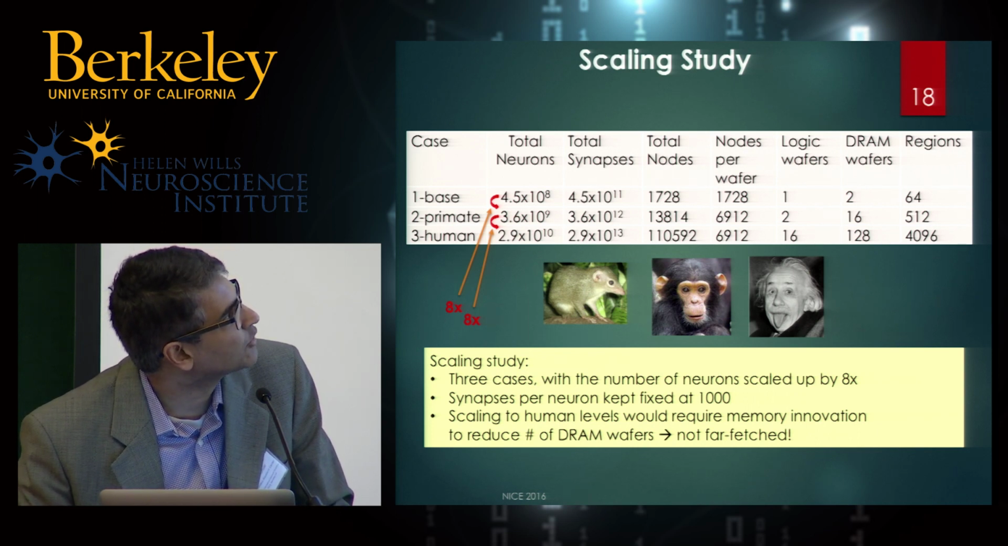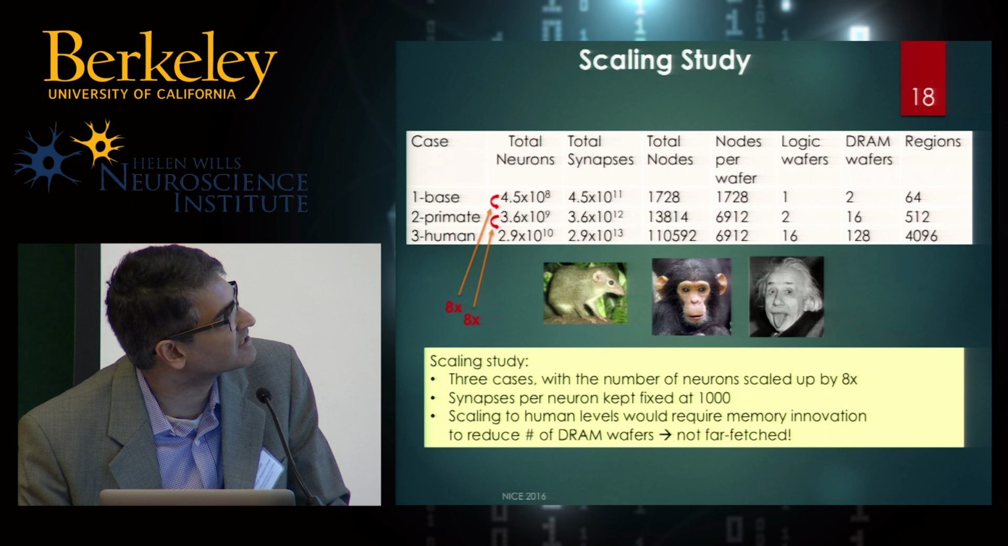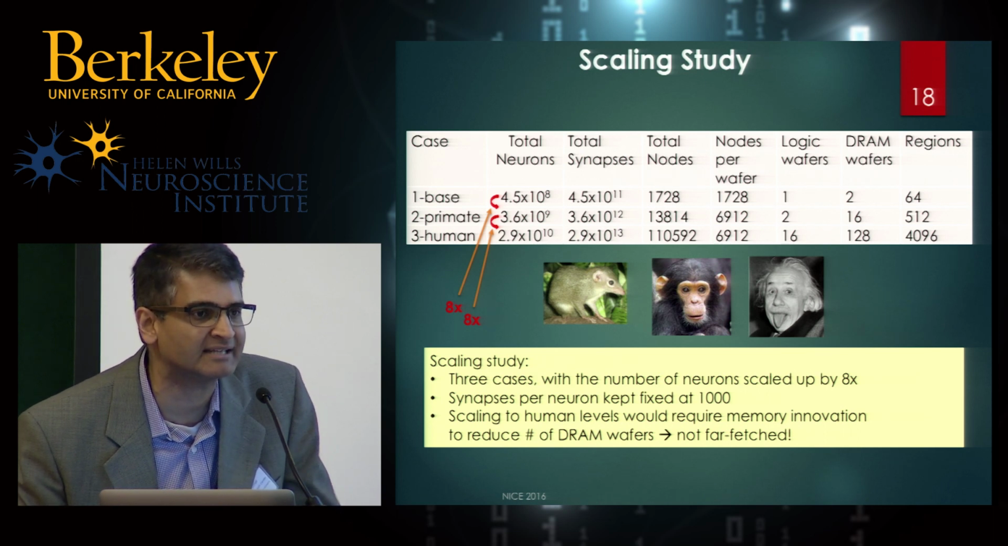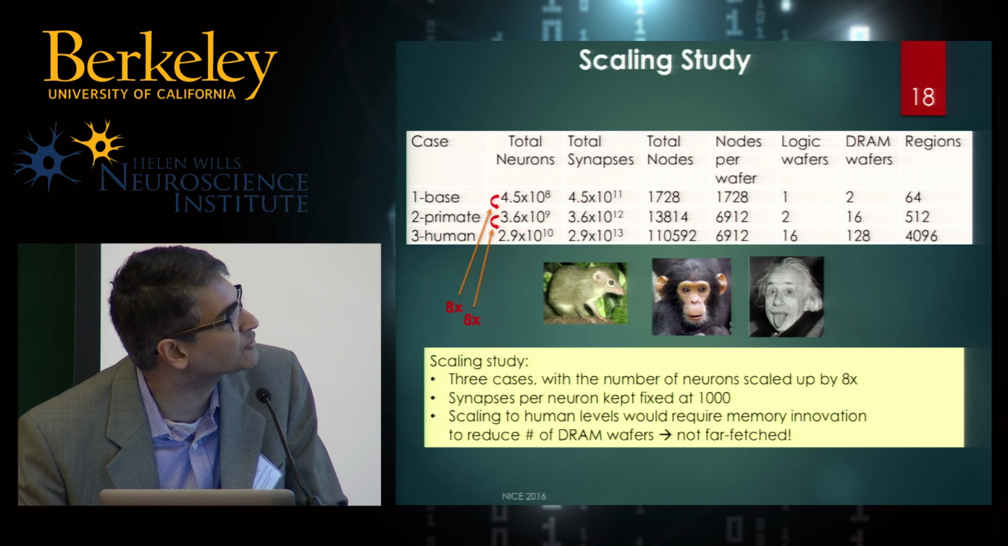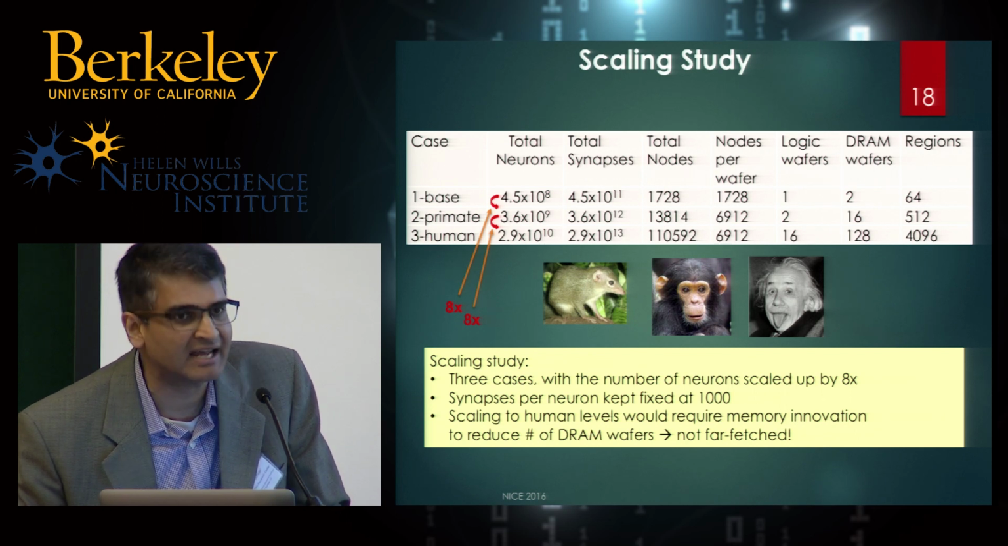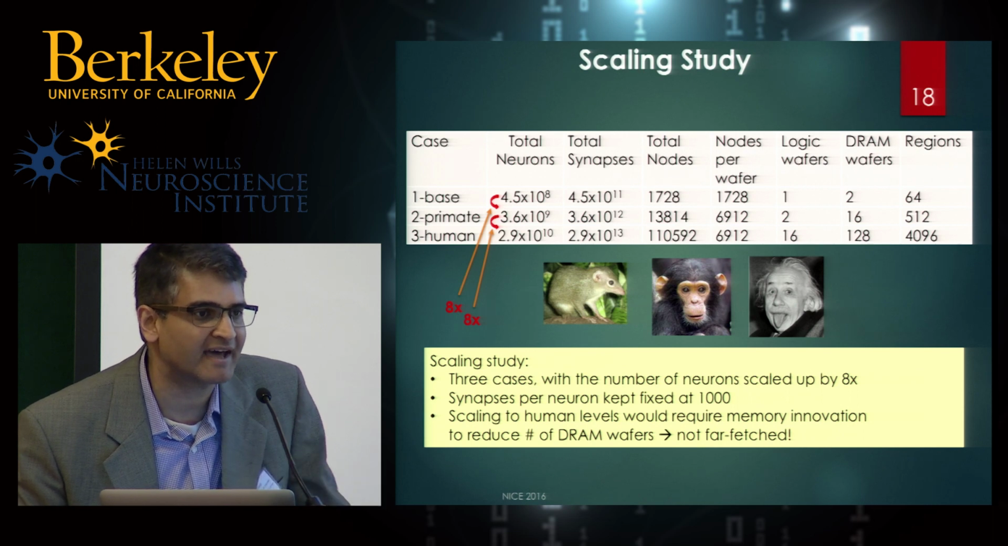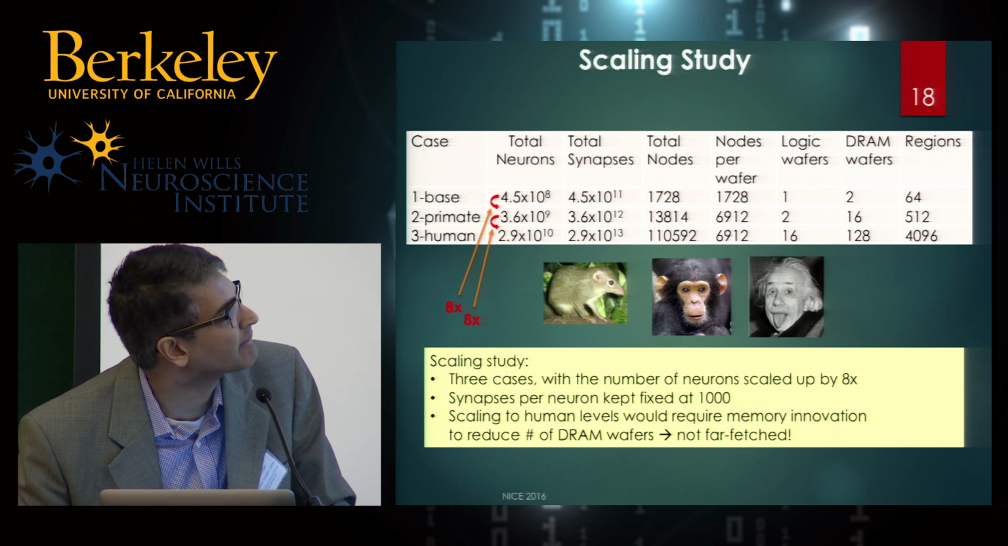This is the total number of nodes that I would need, and this is the number of nodes I can put on a wafer. For this case, I put 1,700, and then in these cases, I'm assuming that I can't put more than about 7,000 nodes onto a single wafer. And then I look at how many wafers I need. Certainly, it's very reasonable to think I need one or two. And 16 is not that much when you look at the fact that we have been able to do four in the past.